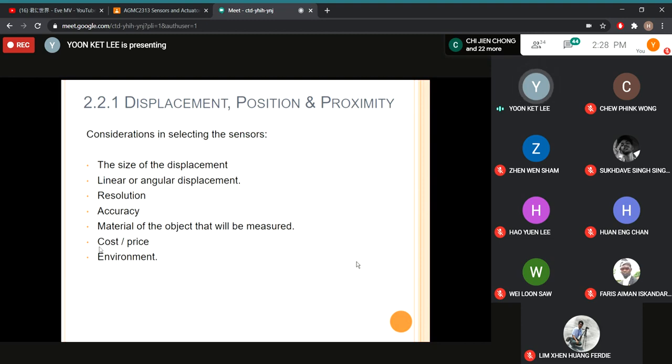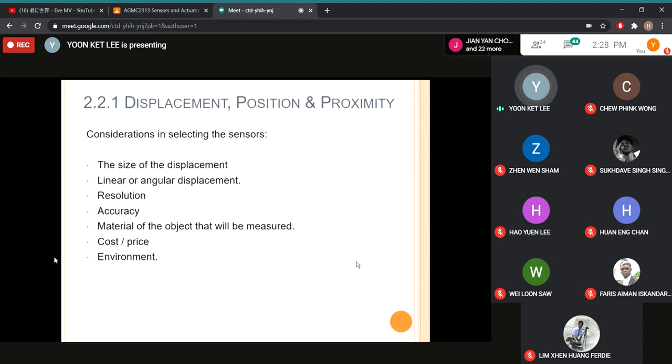Then, of course, this one is the cost. This one is your boss's interest. We don't want to use a very high cost, very expensive sensor to do very simple functions, because this will increase the cost of your machines or whatever. It's not worth it. That's why you need to bear in mind the cost. You always need to use a low cost sensor that gives you the optimum job performance.